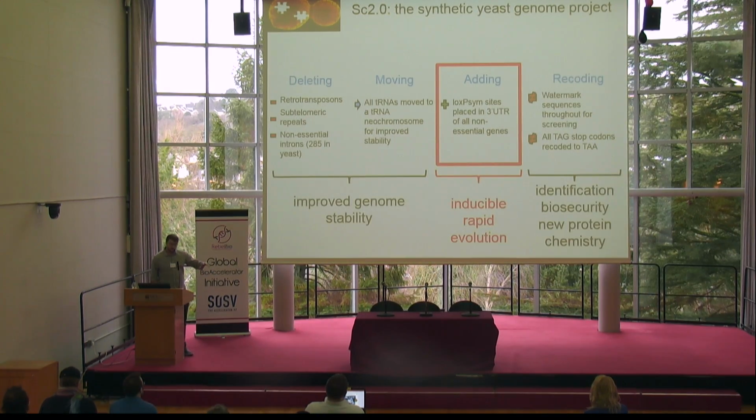We're deleting and moving certain elements, and that will help us improve the genomic stability of our strain. We're also recoding the various things that will help us identify synthetic strains, and down the line will hopefully help us improve biosecurity and allow us to introduce new protein biochemistry into the cell. But what I'm particularly going to talk to you about today is the design changes we've made, which will allow us to induce rapid evolution within our synthetic strains.